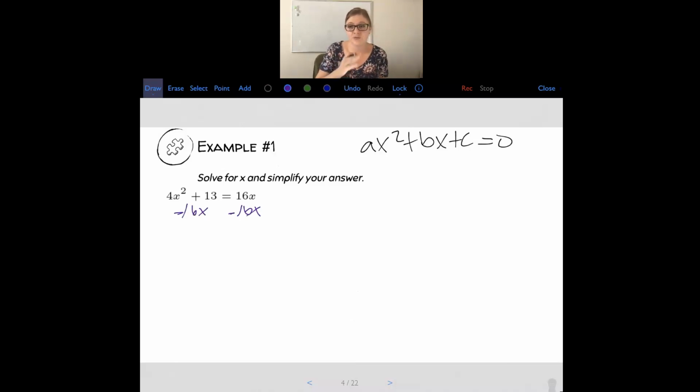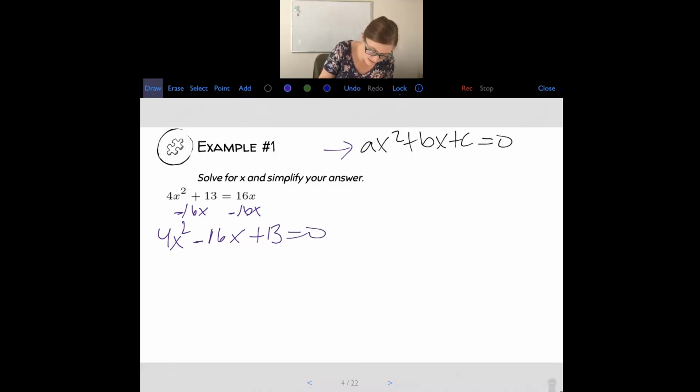Now, when you do this, you want to make sure that the powers are in descending order so it looks like our form. Okay, so we have 4x squared here. I don't know why I wrote 6, probably because I saw the 16. Minus 16x plus 13 is equal to 0. Okay, so in this case, a is equal to 4. b is equal to, the 16 is negative, there's a minus in front of it, negative 16, and c is equal to 13.